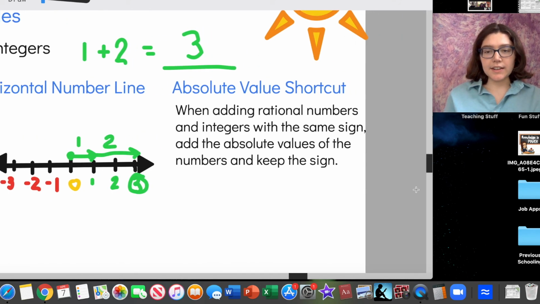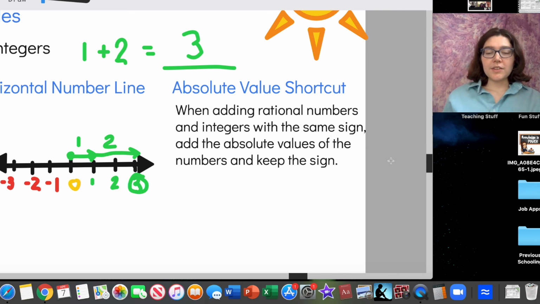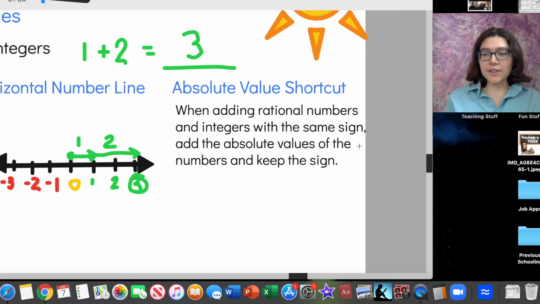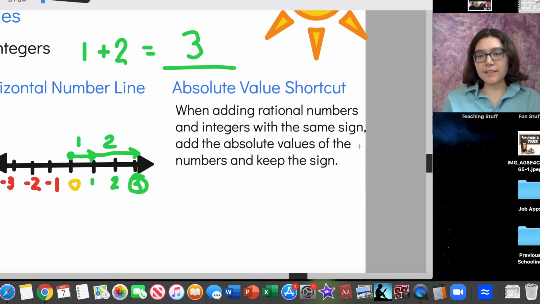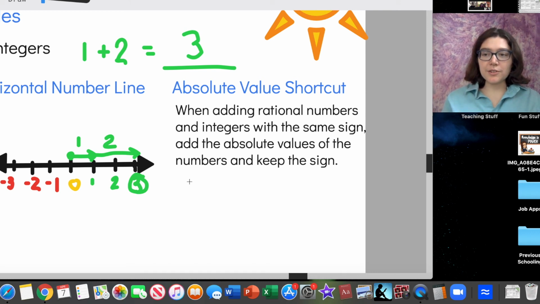And then lastly, let's look at the absolute value shortcut. Okay, so an important rule for adding rational numbers in general, including integers, is when you're adding numbers with the same sign, both 1 and 2 are positive. That's what I mean by the same sign. Then we can add the absolute values of the numbers and keep that sign, whether it's positive or negative. So in a case where both are positive, it's going to feel like we're doing too much work, which is the point, because I want you to see what you already know and then see how that extends.